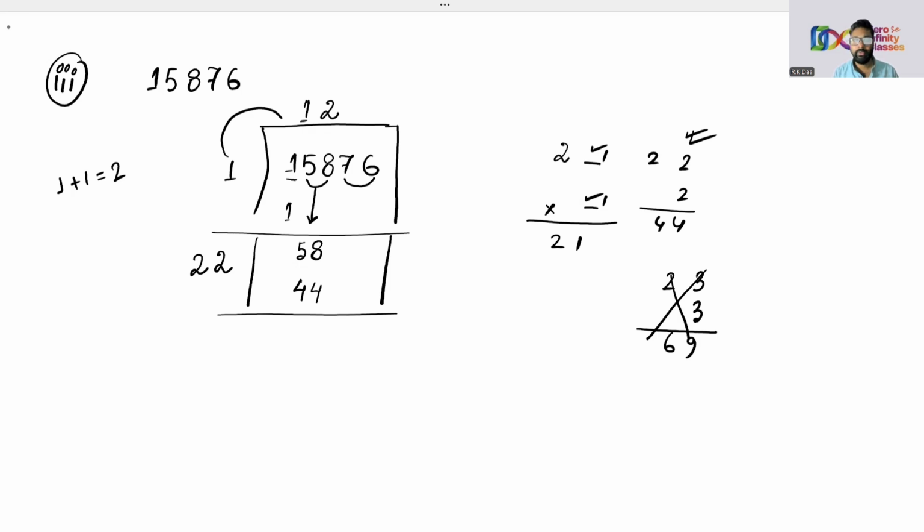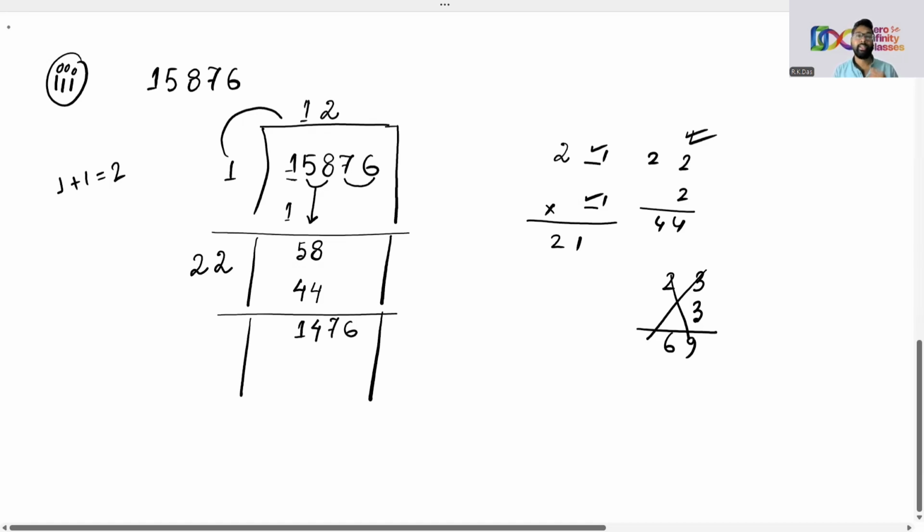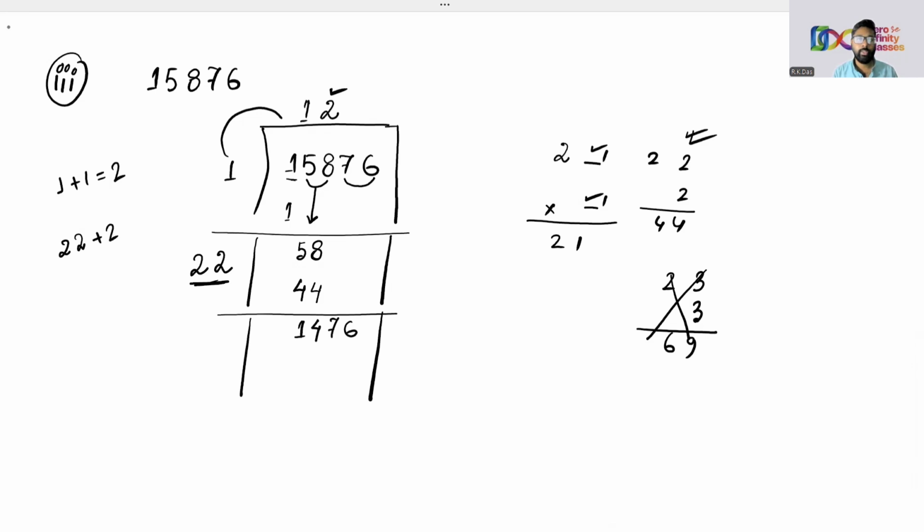Again, we have to subtract. So 8 minus 4, 4. 5 minus 4, 1. Then we have to take this 76. In the next step, we have to add 22 with this 2. So 22 plus 2 will be 24. So here I'm writing 24, then here will be a blank and here a blank.